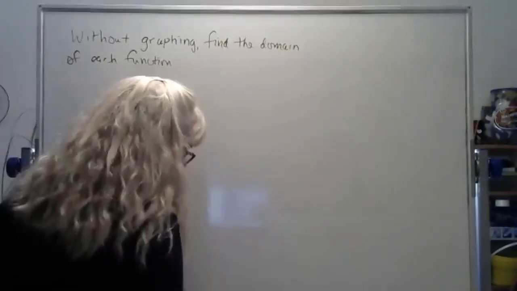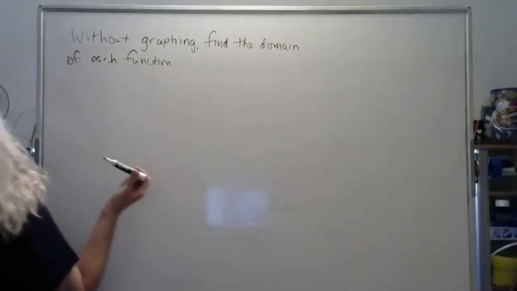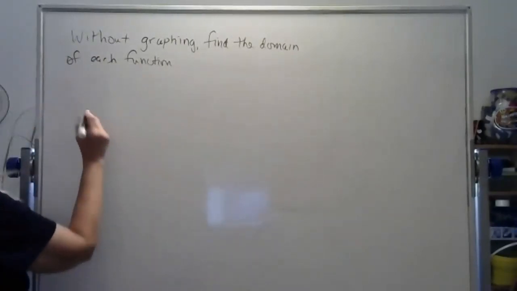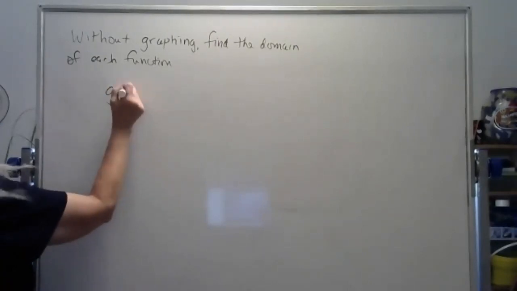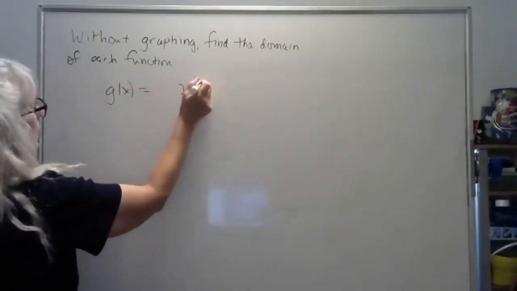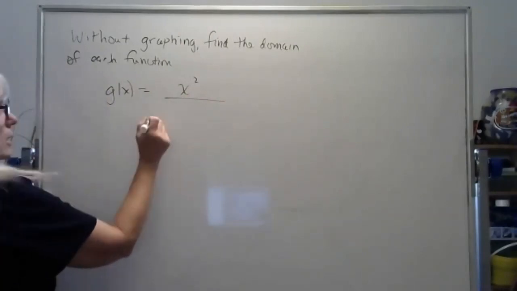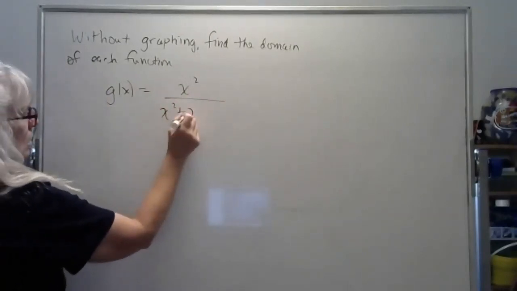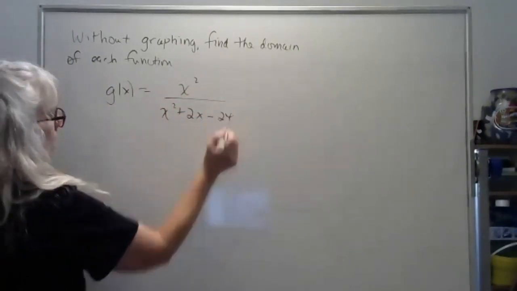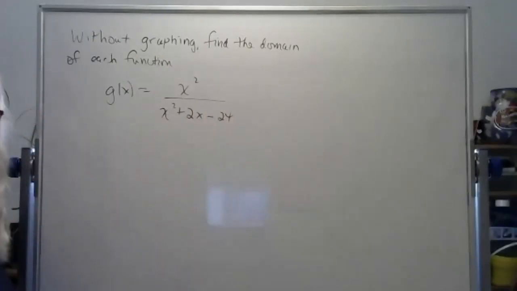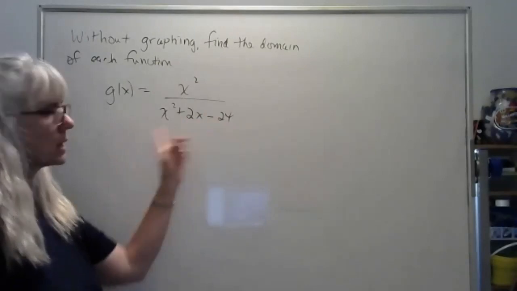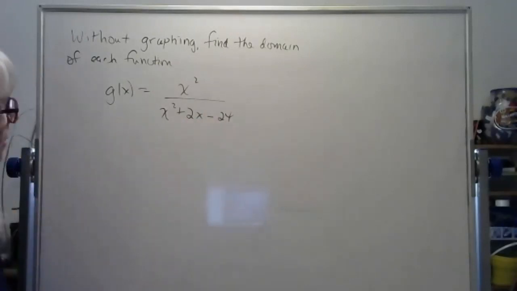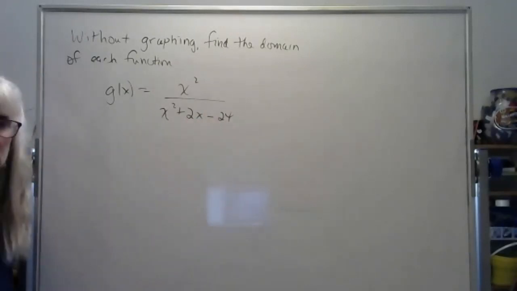Okay, same directions, different type of function. So let's say we have g of x is equal to x squared over x squared plus 2x minus 24, just to be different. So x squared plus 2x minus 24. Now we know after the work this week that this is called a rational function because x is in the denominator. How do I find its domain?